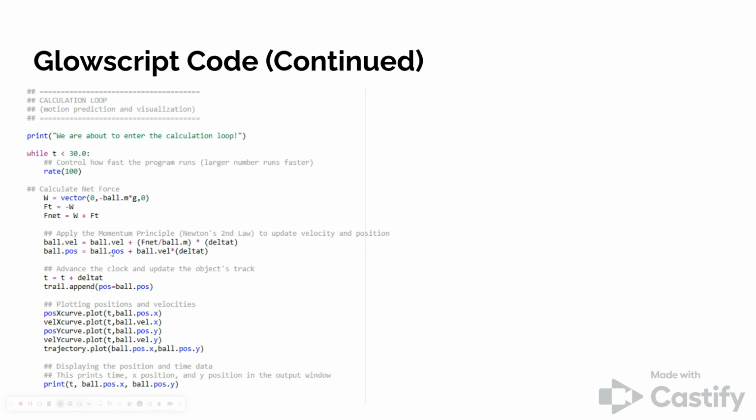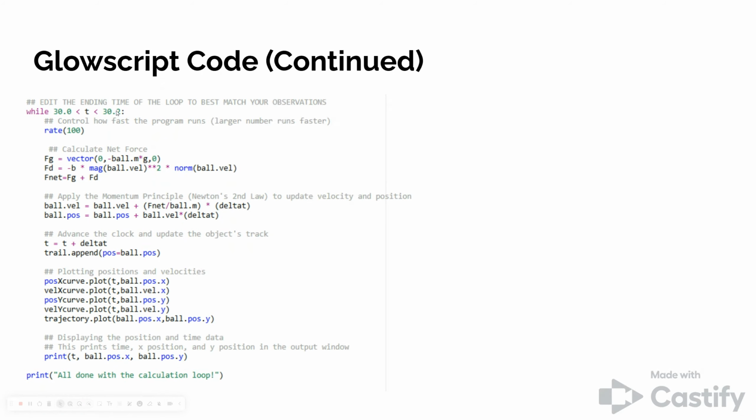So then we'll move on to the second while loop. This was after the top part has reached the bottom part of the slinky. Same thing for force of gravity, but now we have the drag force, and then the net force is just the drag force plus gravity force. And then this is all the same as the first while loop.